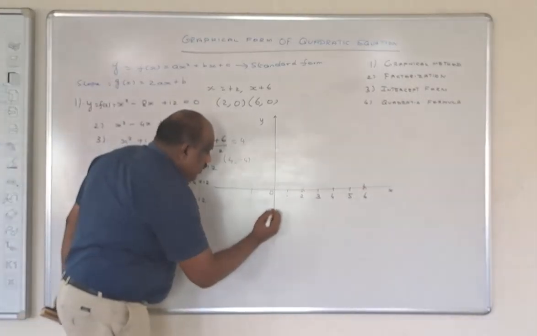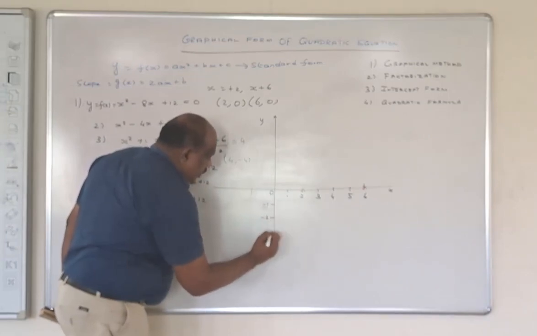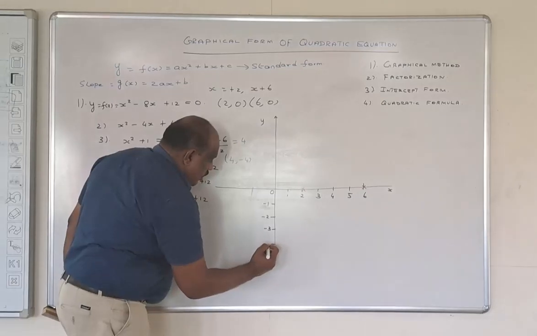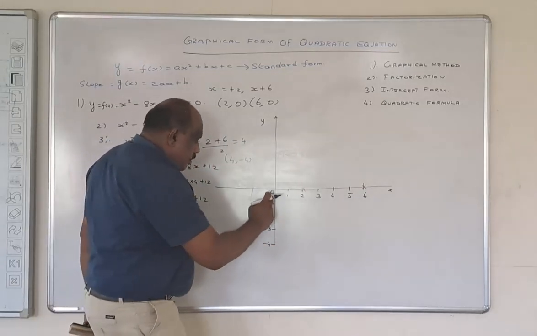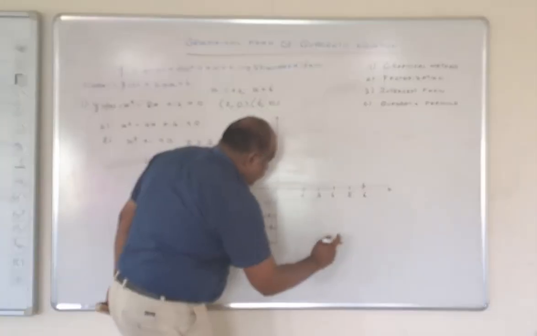So what about this value? This value is minus 1. I have to draw almost the same. So this is minus 2. This is minus 3. This is what? Minus 4. So the coordinates now are 4 comma minus 4. This is the point.